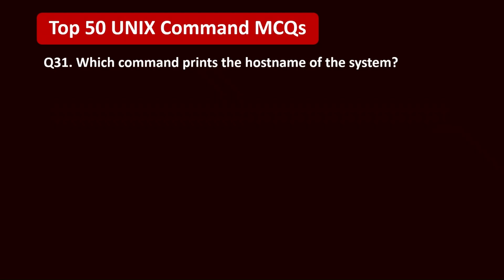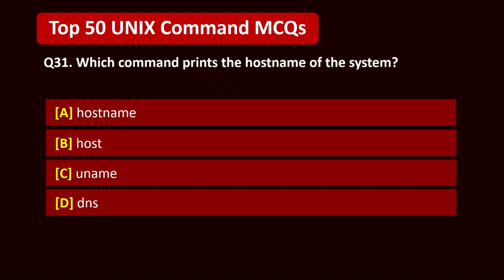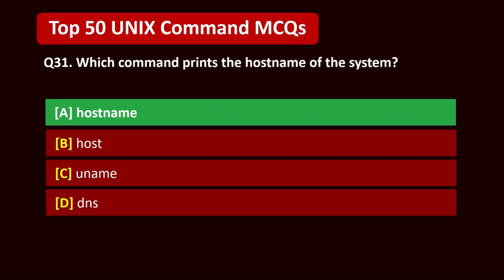Question 31. Which command prints the hostname of the system? A. Hostname, B. Host, C. Uname, D. DNS. Correct answer is A. Hostname.